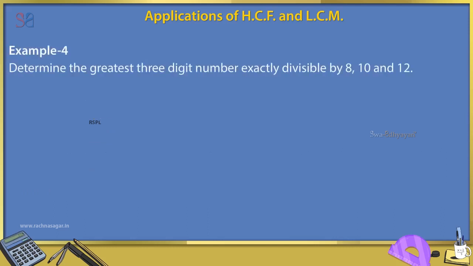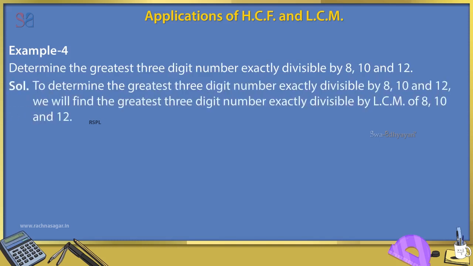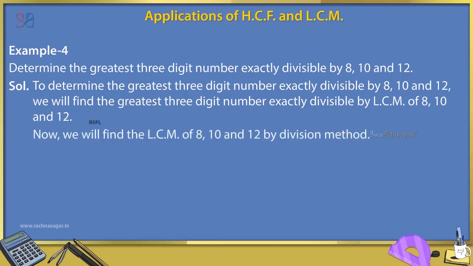Example 4. Determine the greatest 3-digit number exactly divisible by 8, 10 and 12. Solution. To determine the greatest 3-digit number exactly divisible by 8, 10 and 12, we will find the greatest 3-digit number exactly divisible by LCM of 8, 10 and 12. Now we will find the LCM of 8, 10 and 12 by division method.